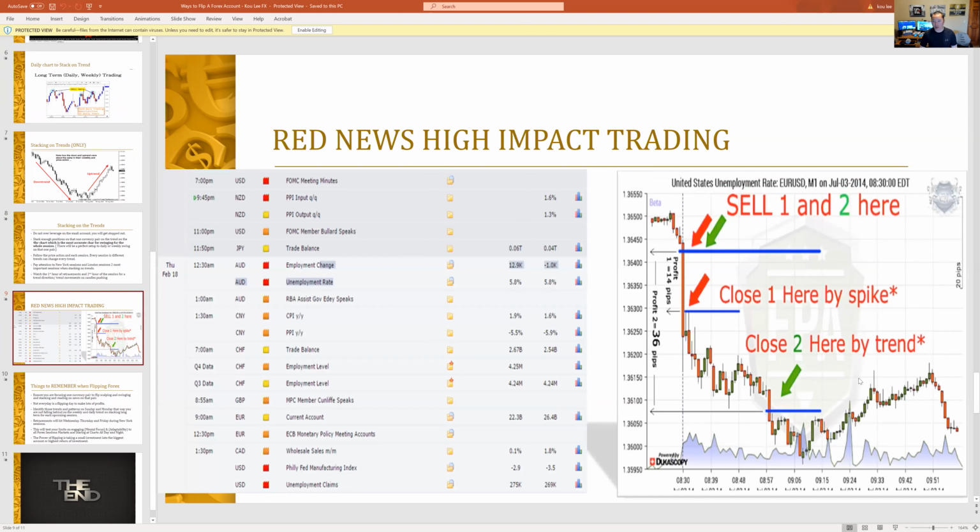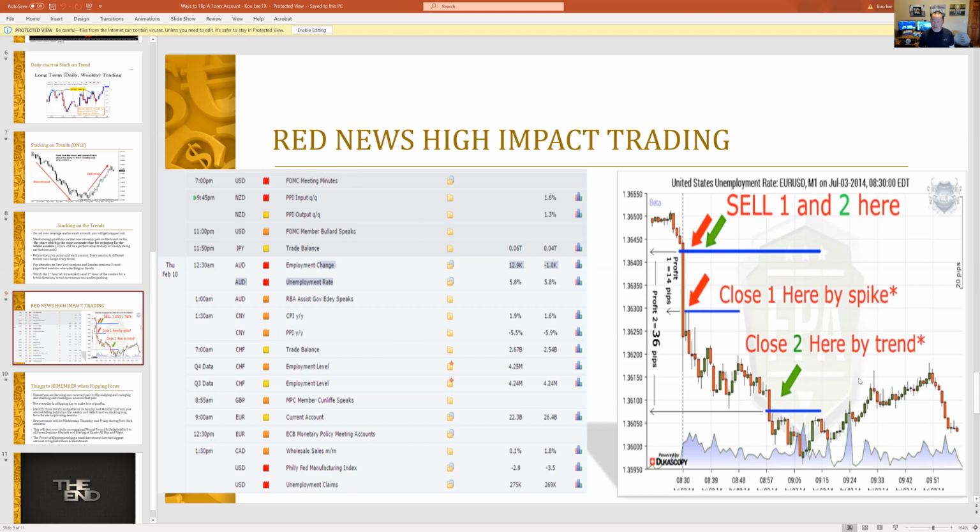Now, red news, high impact trading. I have flipped accounts trading NFP, trading some high impact news like interest rate decisions. And so, can you make money trading high impact news? Of course you can. Anticipating the event is the most important thing. Anticipating the news event that's going to get released.